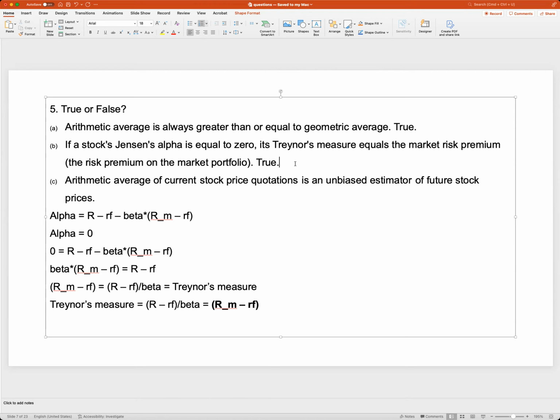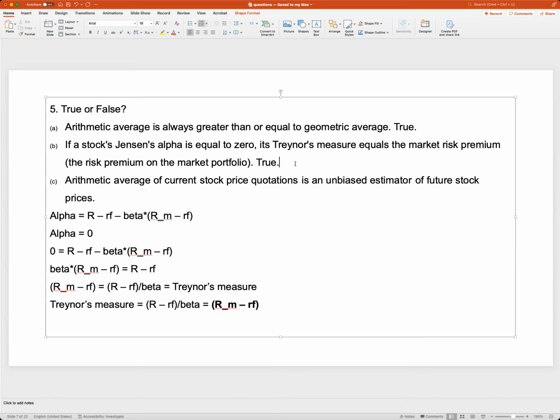Final question, question C. Arithmetic average of current stock price quotations is an unbiased estimator of future stock prices. It sounds really familiar, but this is an incorrect statement. The correct statement is that the arithmetic average of past stock returns is an unbiased estimator of future stock returns instead of stock prices. On average, we actually expect the market to have a positive return in the long run, so we do expect the stock prices to grow over time.